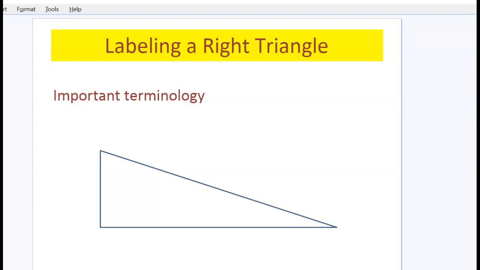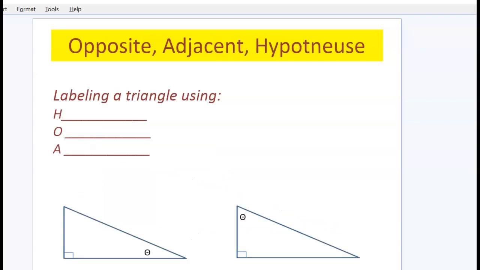Before we start, we have to get some important terminology understood. And first of all, the correct labeling of a right triangle. We use capital letters when we label the vertices of a right triangle. And the sides across from each vertex are labeled with a lowercase letter. So side a is across from angle A, side b is across from angle B, and side c is across from angle C.